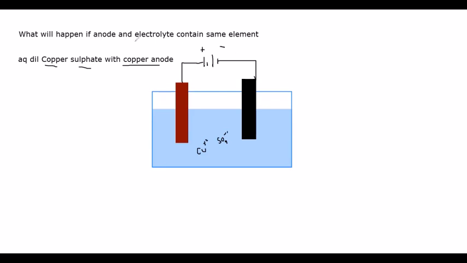So what will happen if the anode and electrolyte contain the same element? You can see here the anode is made up of copper and the electrolyte also contains copper. And it is aqueous, so aqueous means hydrogen ion is there and hydroxide ion is there. The cathode can be made up of any material. Like the cathode can be platinum, graphite, or it can be copper as well, but it will not make any difference. So the cathode in this example can be made up of carbon or graphite, platinum, or copper or any other metal.